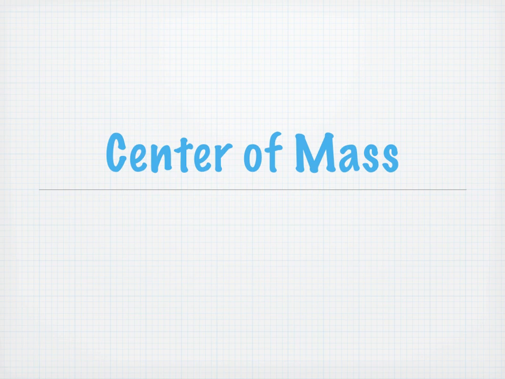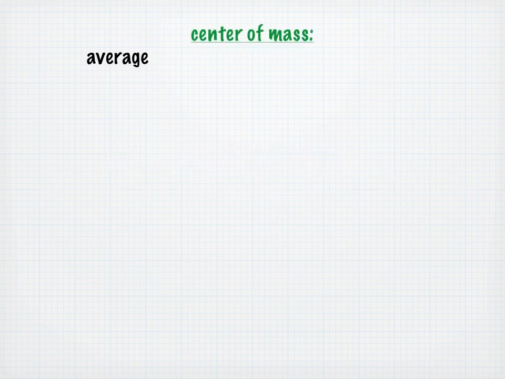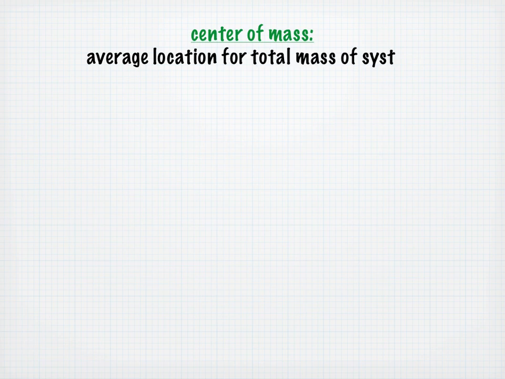Center of mass. The center of mass for a system of objects is the average location for the total mass of the system. If we have a system made up of two objects of masses m1 and m2, the center of mass is going to be located somewhere between these objects.